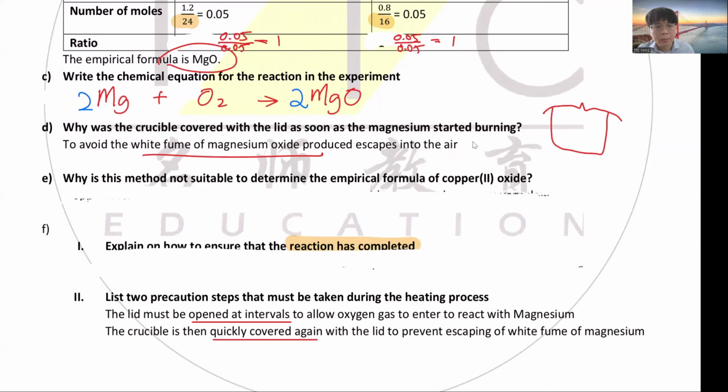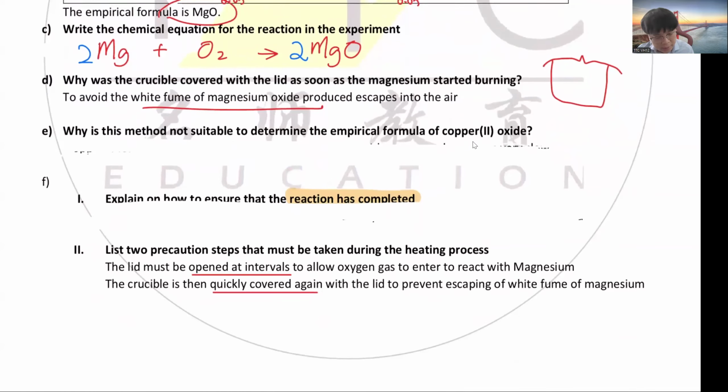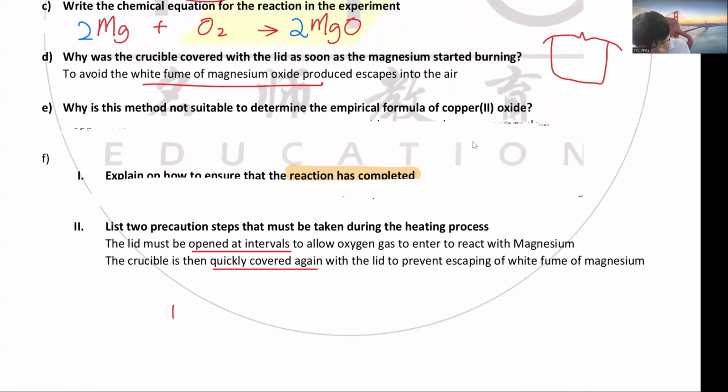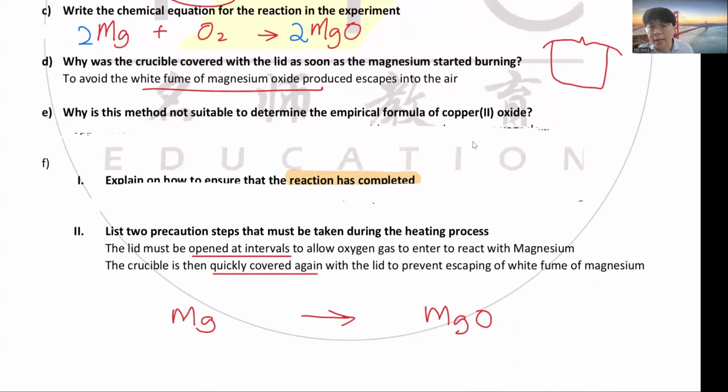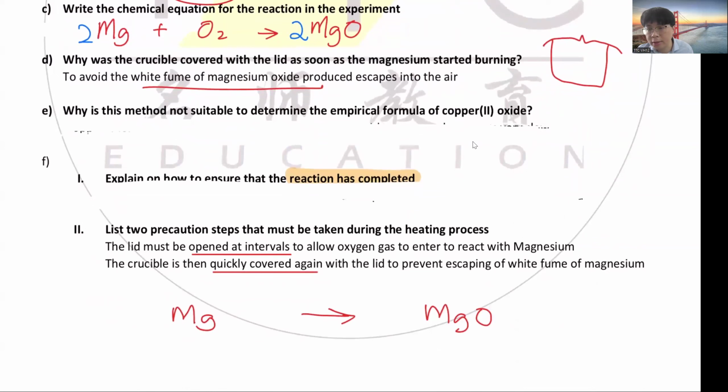Okay, the purpose of the experiment is to change magnesium into magnesium oxide. Okay, so the mass will slowly increase. Later we go through the quantitative, qualitative.